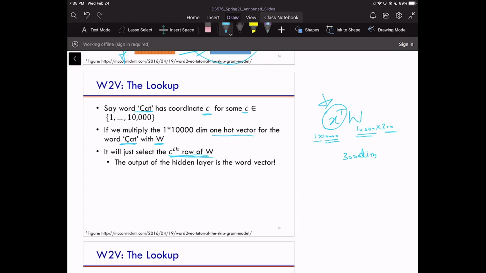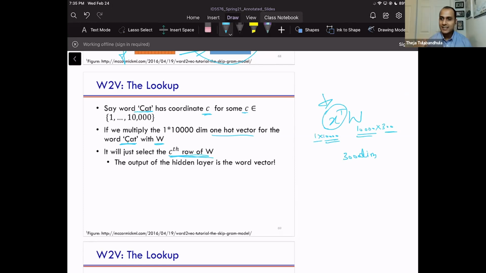And this is exactly what's happening even in the neural network. Whenever I was giving a one hot encoded vector as input for any word, I was just picking a row out of this embedding matrix, from one point of view.